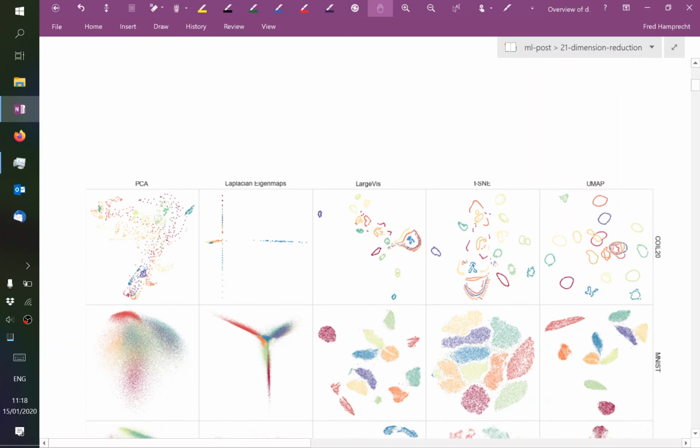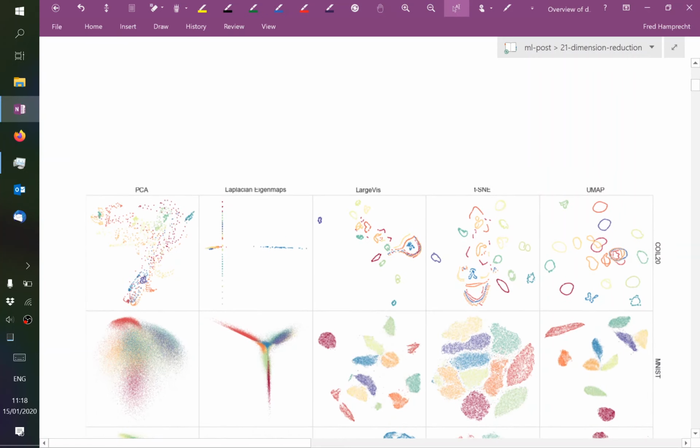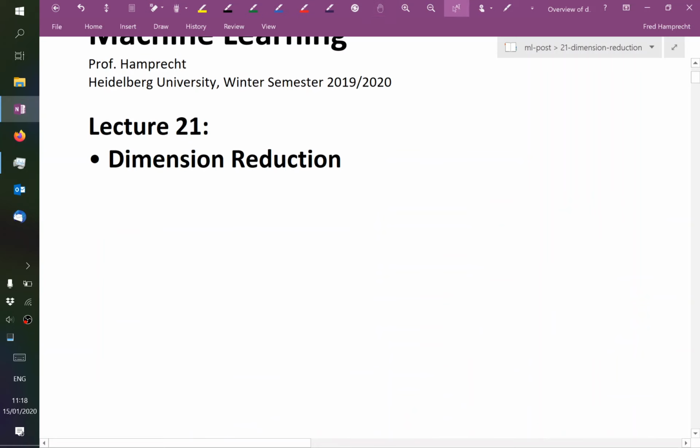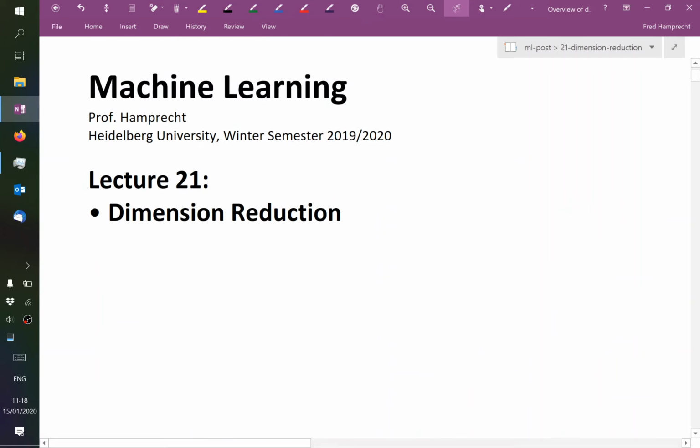Now, dimension reduction, why? Because it's always a good idea to look at your data. So when you get a data set, I think I've not seen a single data set in my life in which there were not any kind of artifacts hidden. So something that should not have happened, but that did happen.